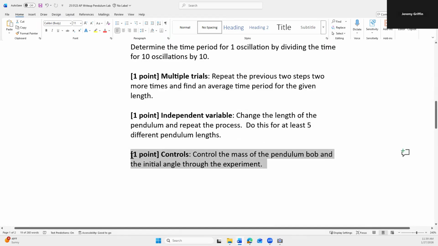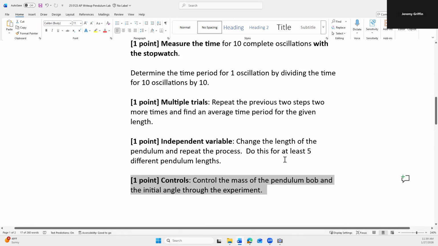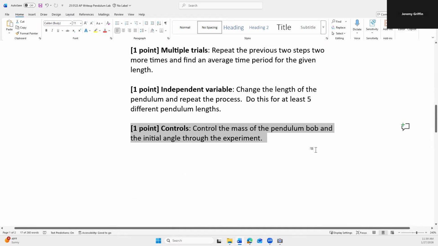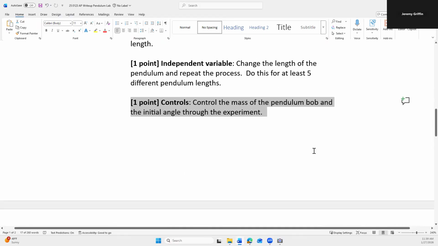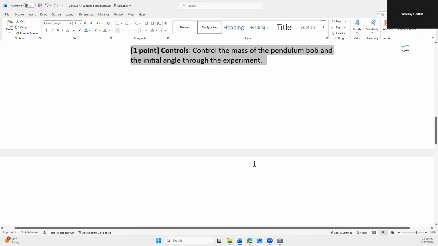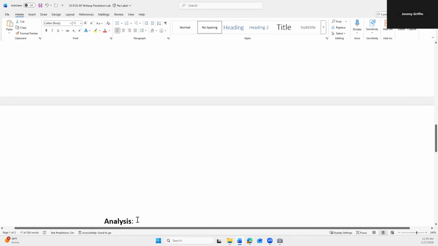Identify where the controls are. So for this particular experiment, I'm controlling the mass and also the initial angle. Right? And then if you did one of those other experiments, you're swapping out what your controls are. Okay? Okay. So far we're through 8 points, and there are 4 more points. So you guys are up to 8 points right now, right? All right. So the next part's going to be analysis and then conclusion.